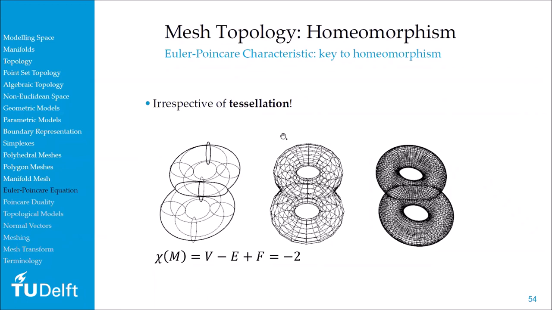tessellations can be described and checked by the Euler equation. And from the Poincaré's point of view, you can see that regardless of how we tessellate this in a valid way, the number always ends up being -2 for a double torus, yeah? And we can use such numbers for validity checks on geometric objects and so on.